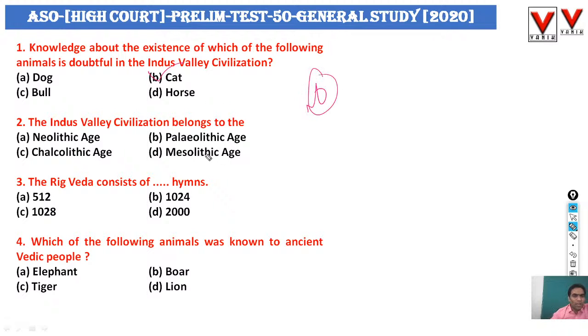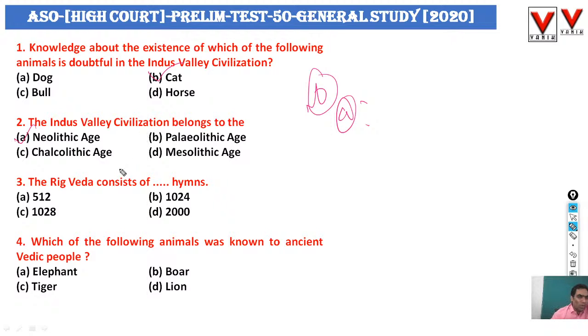Now, next question. The Indus Valley civilization belongs to which of the following ages? This is not to be a Neolithic age. Okay, Neolithic age. So that is the answer to the second question, and the answer is A. The Indus Valley civilization people belong to the Neolithic age.